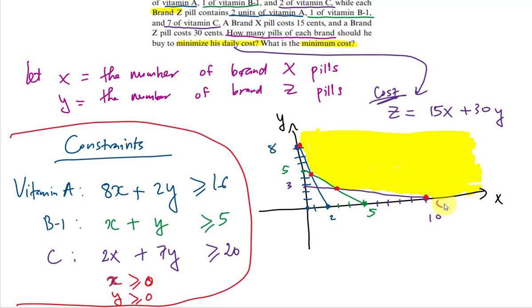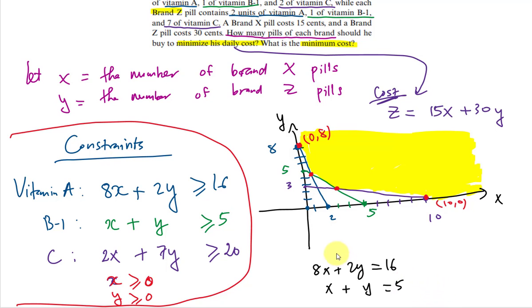I know that this location is 10 and 0. I know that this location is 0 and 8. But I don't know these 2 points, so we can solve for that. I know that this point right here is the intersection between the blue line, 8x plus 2y equals 16, and the red one. The red one is right here, x plus y equals 5.